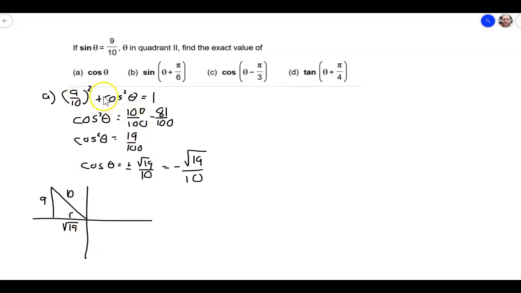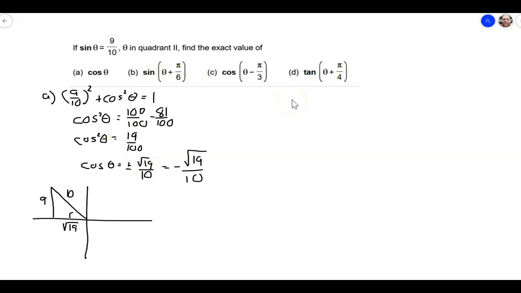So I could have either used the Pythagorean identity, or I could have set up triangles and then used the fact that we were in the second quadrant. Either one of those would have been fine. All right, so let's go ahead and take a look at the other three.